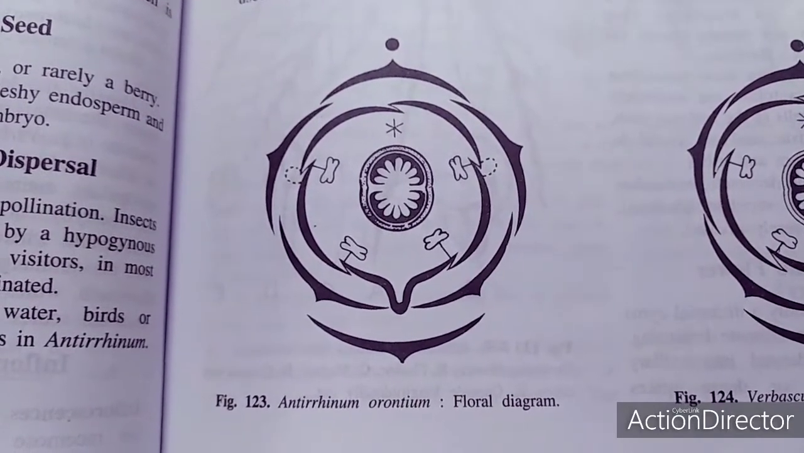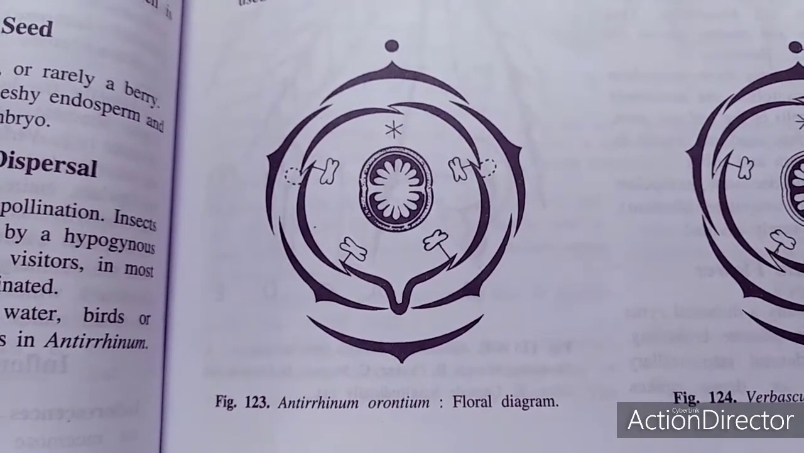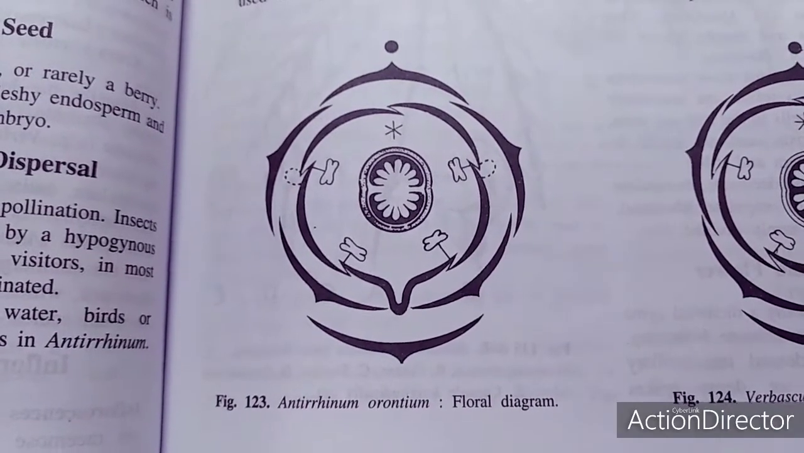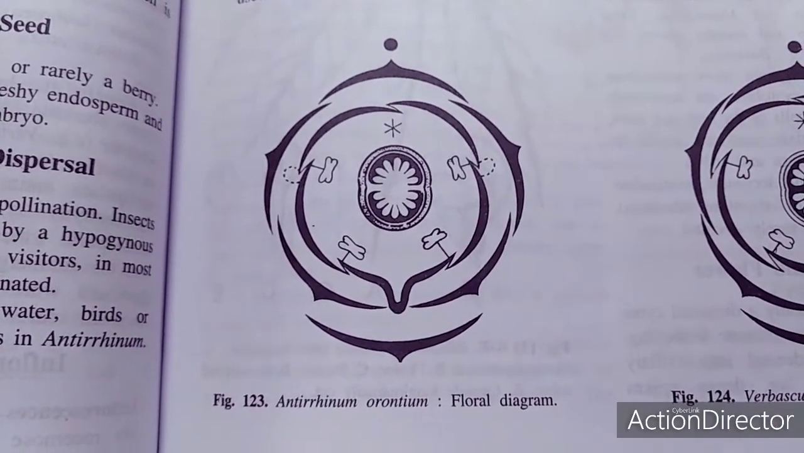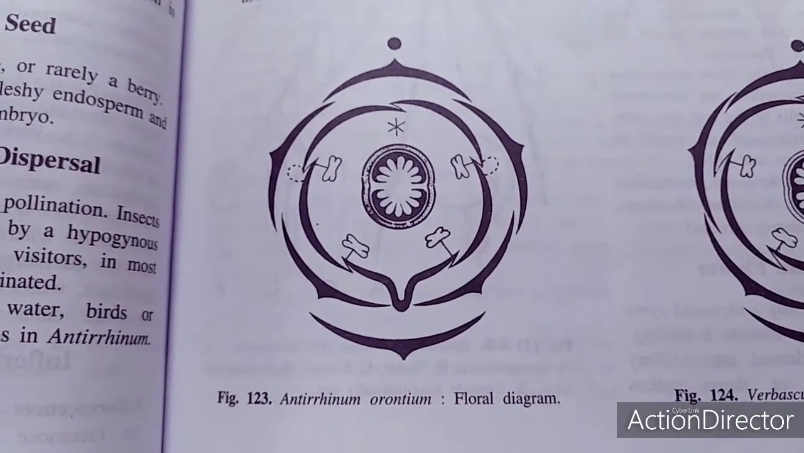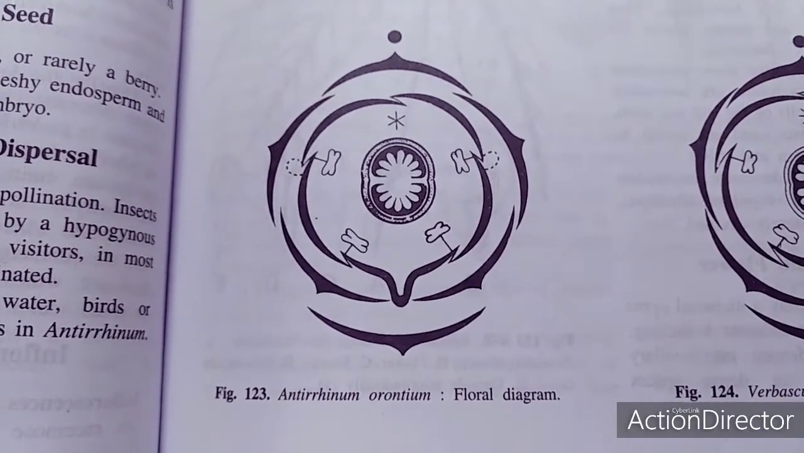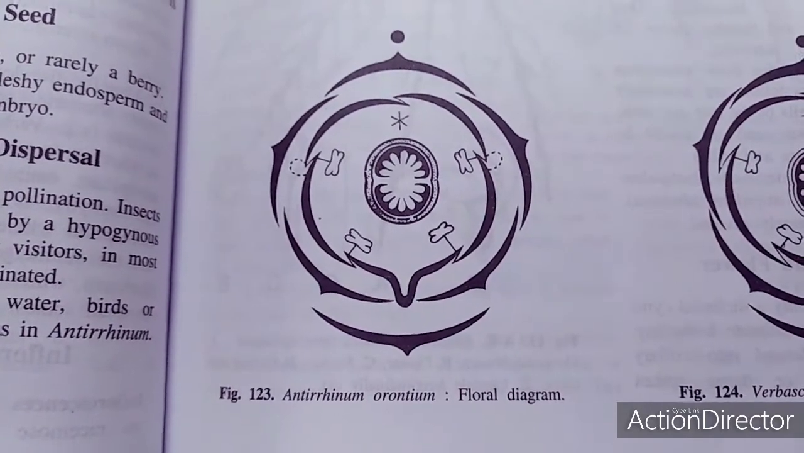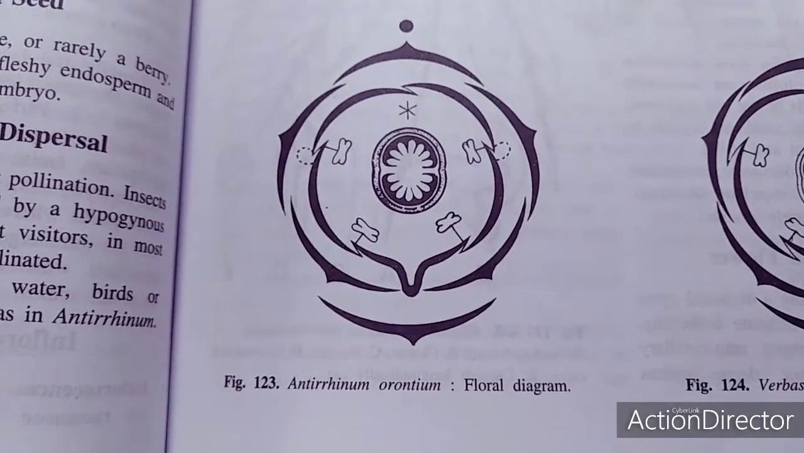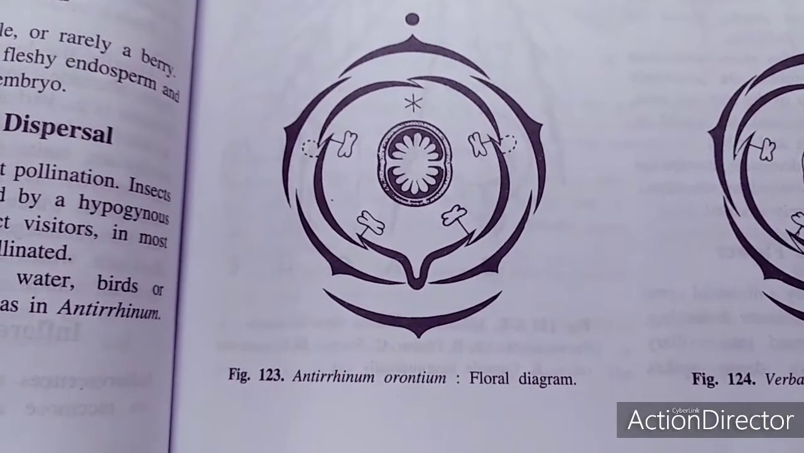Bacopa monnieri, whose synonym is Herpestis monnieri, has been used in the indigenous system of medicine as a nerve tonic and a cure for epilepsy and insanity. Another one is Torenia, which has also been used as a poultice on sores as well as ulcers.